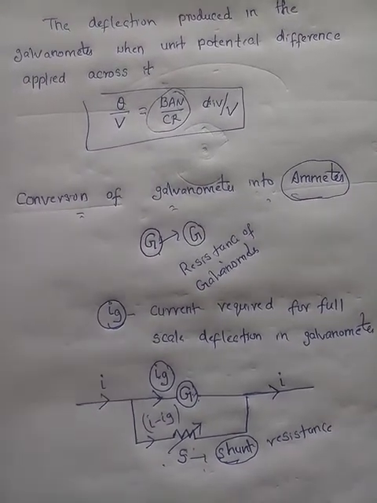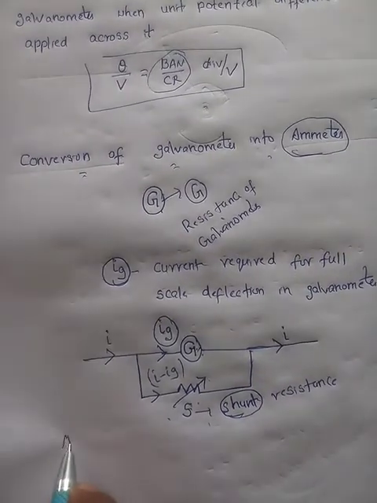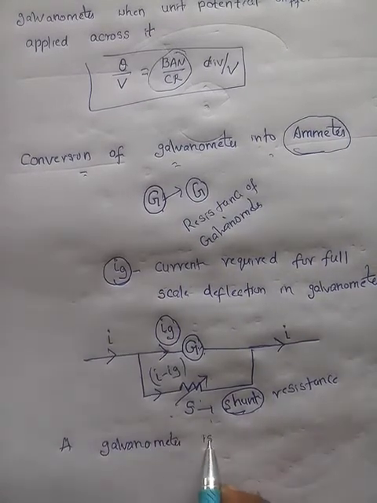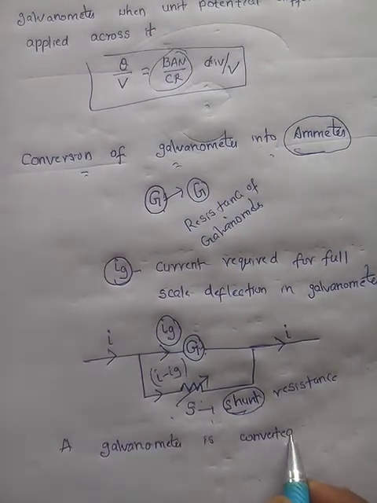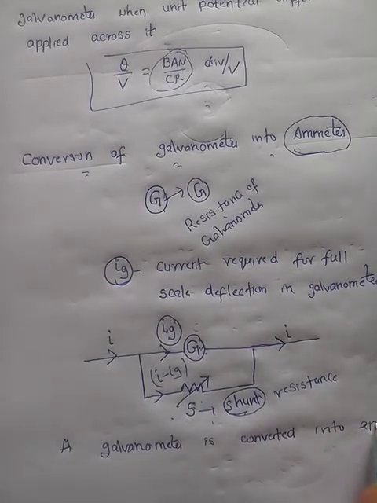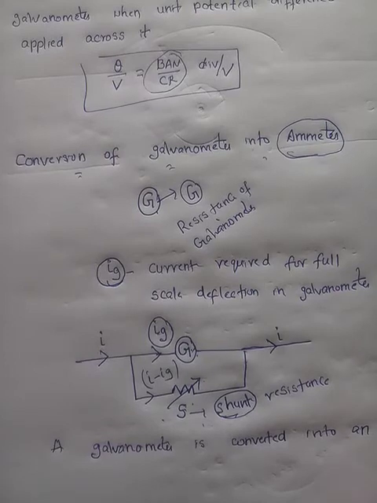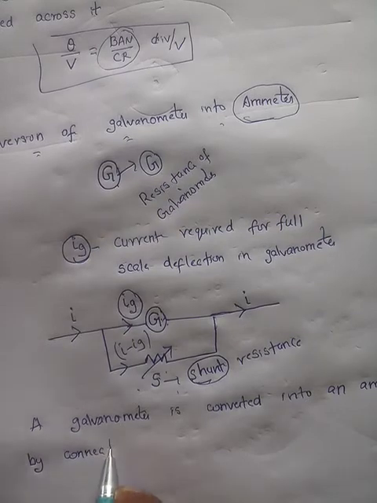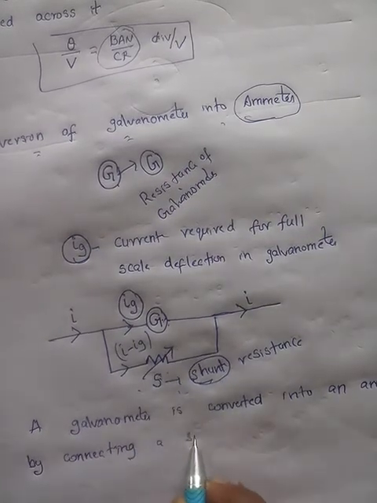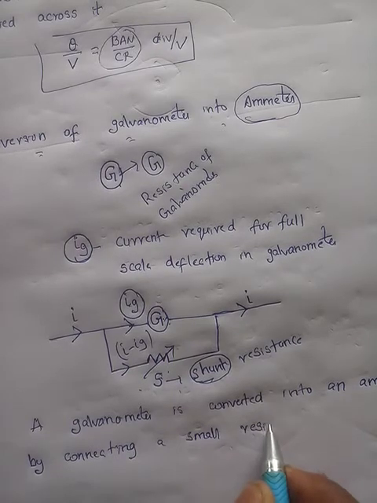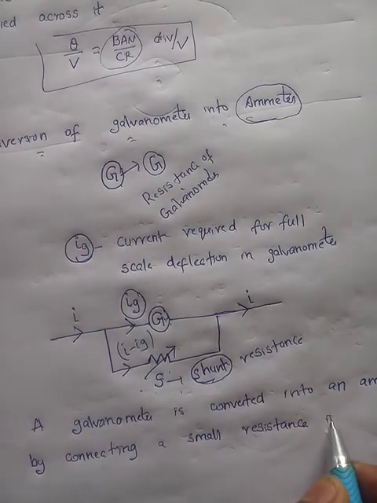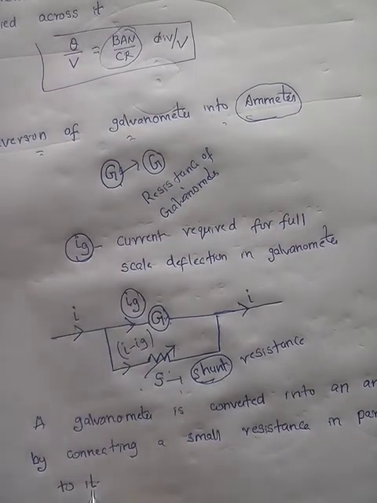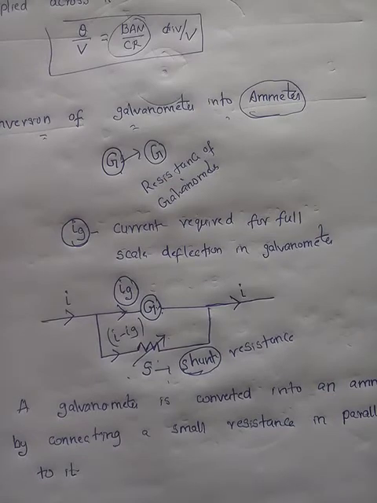You should write one step: a galvanometer is converted into an ammeter by connecting a small resistance in parallel to it. So, this is called how to convert a galvanometer into an ammeter.